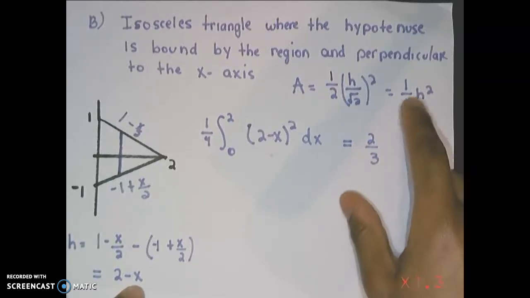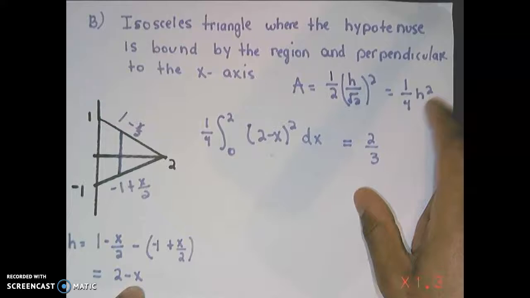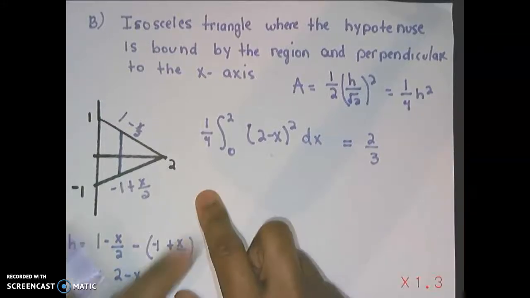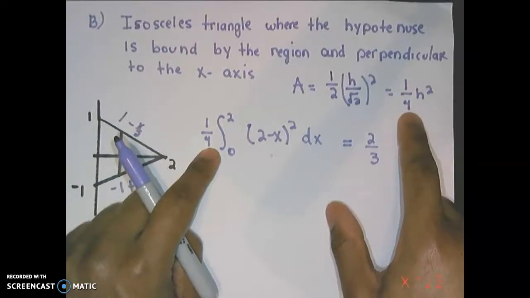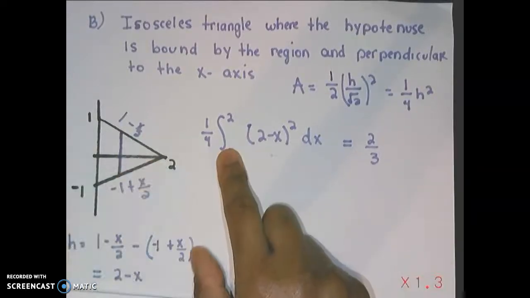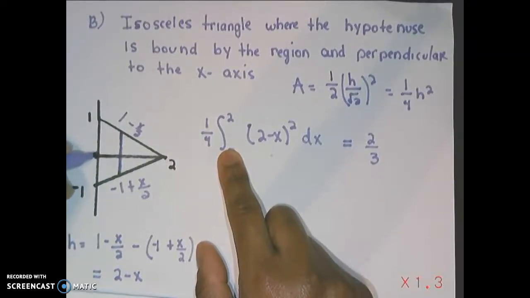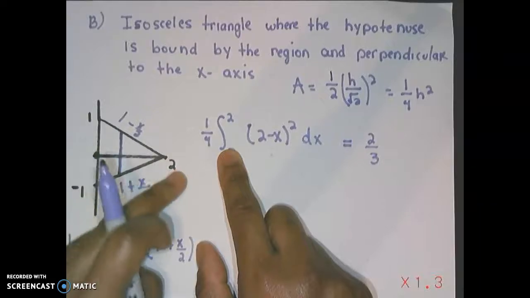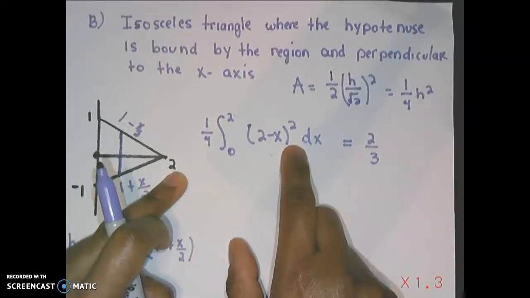And so in order to find the area, we have to do what? Multiply by 1/4 and then square the hypotenuse. That's why here we have this 1/4 out here. I went ahead and took the constant out. And this time, since it's perpendicular to the x-axis, I know that these are going to have to be x values. So I'll integrate from 0 to 2. Then I have to square the hypotenuse.